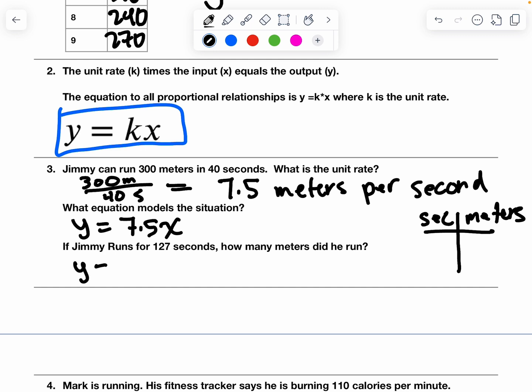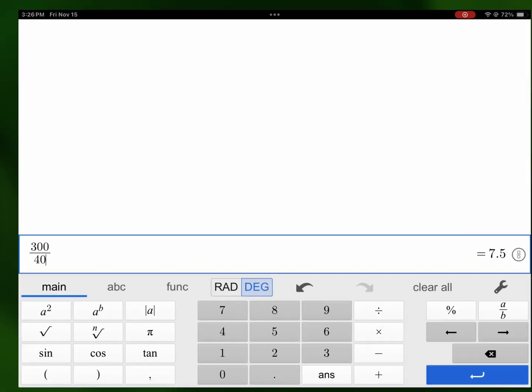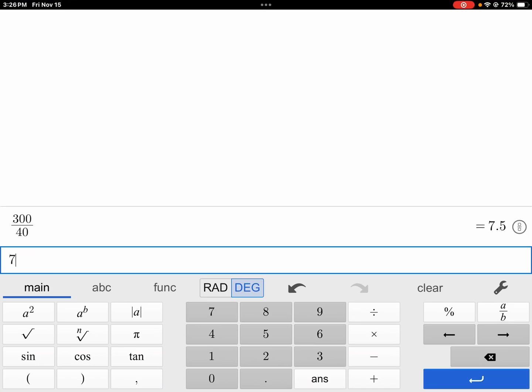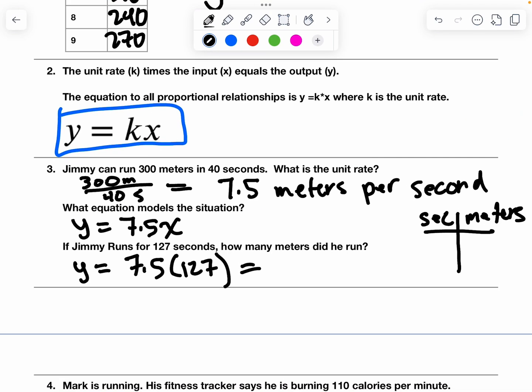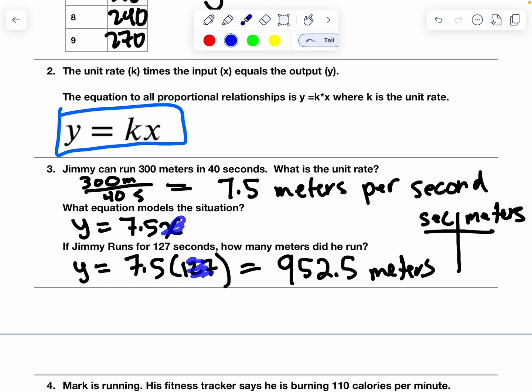So we can say Y equals 7.5 times 127. And this will give us, let me go to my calculator, 7.5 times 127 gives me 952.5 meters. Okay, that's a very specific answer, but that's what we do. If you want to know why, you can plug in a number for X. So we took out X and we made it 127. Okay, flip over to the back.